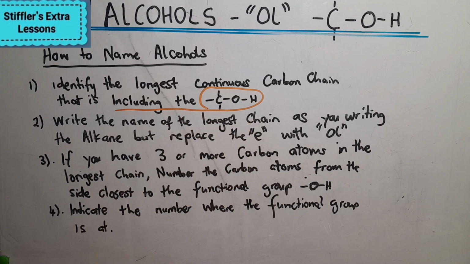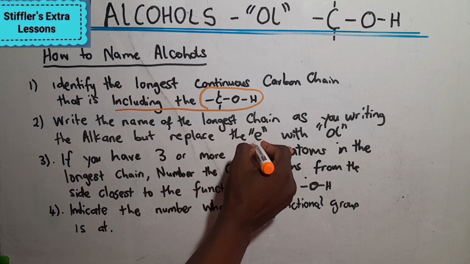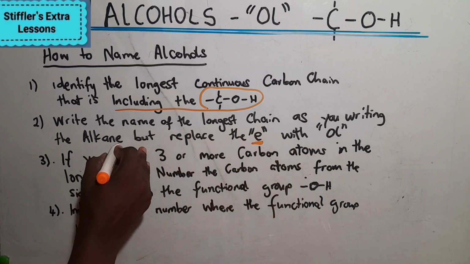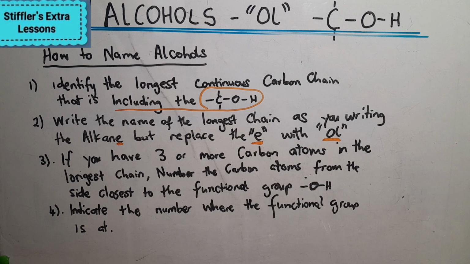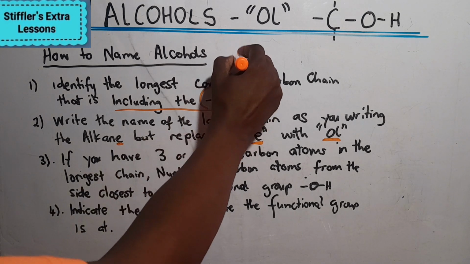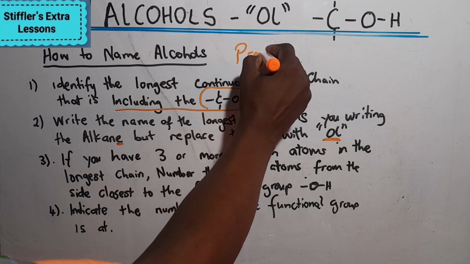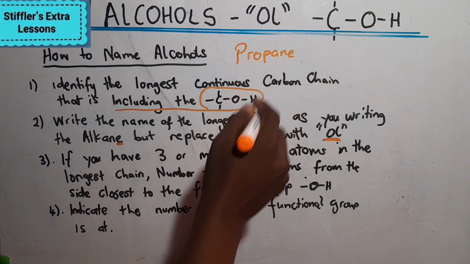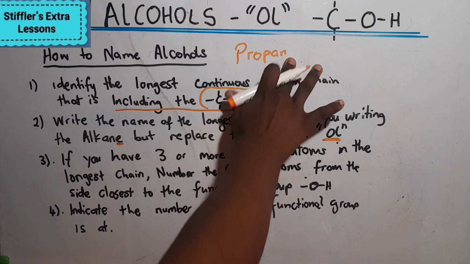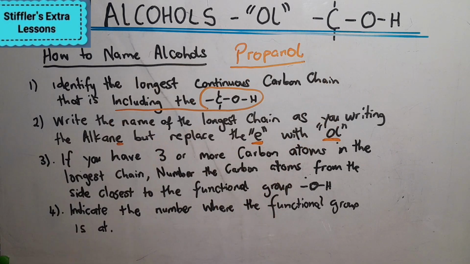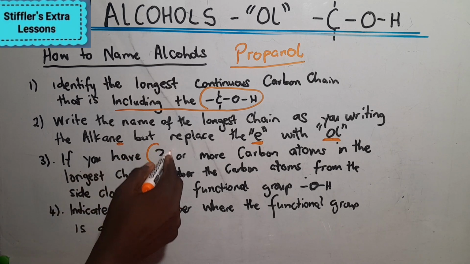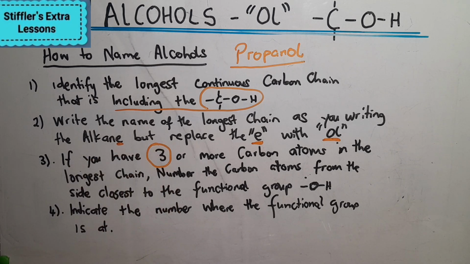From then, you write the name of the longest chain as if you are writing the alkane, but now you replace the E in the alkane. So now you are replacing the E with the ol. Just for an example, if you're having 3 carbon atoms, we know that in alkanes we're supposed to write propane, right? But now we are replacing this E with the O and L, and then it becomes propanol, like that.